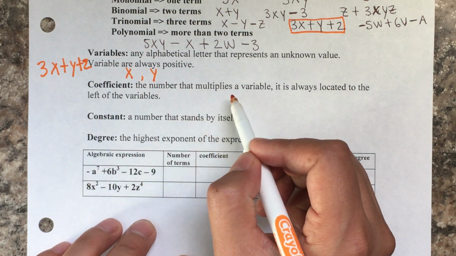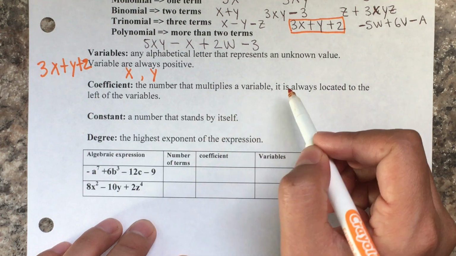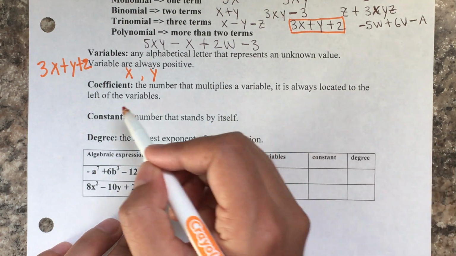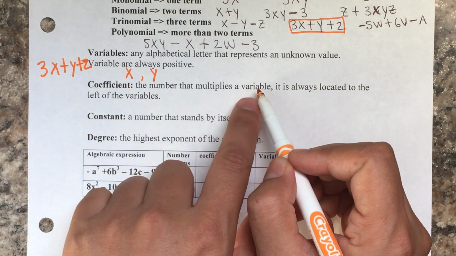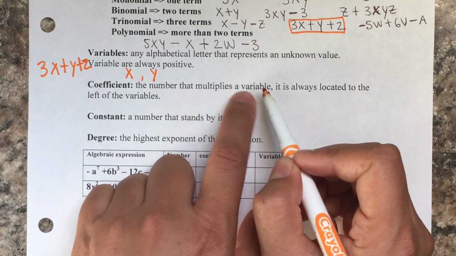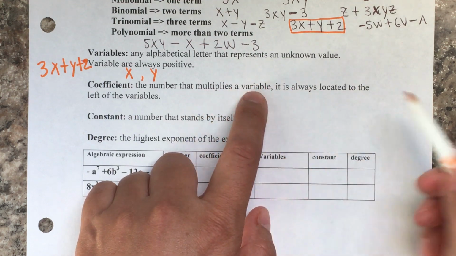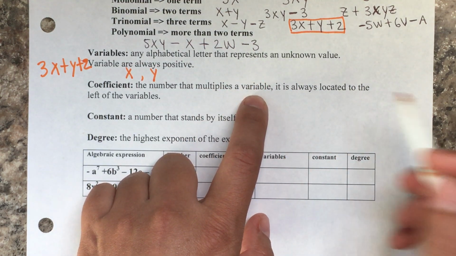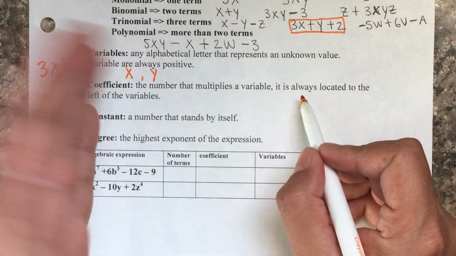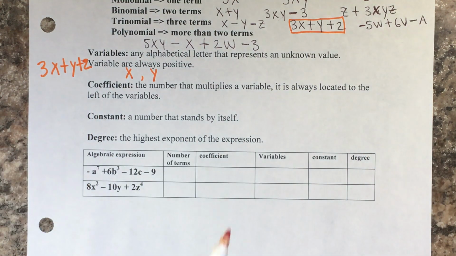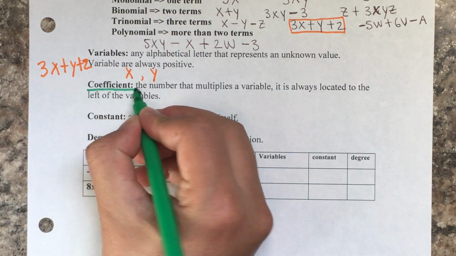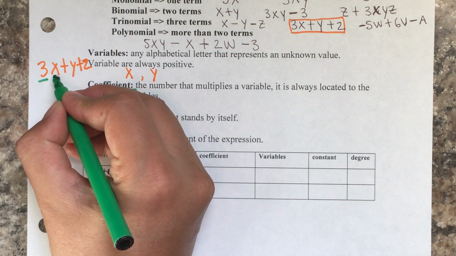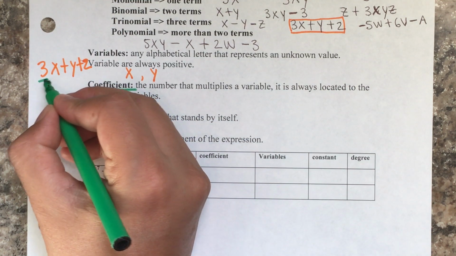The number that implies a variable, that multiplies a variable, it is always located to the left of the variables. So el coeficiente siempre está al lado de la variable porque se está multiplicando, okay? It's multiplying with the variable. And it's always on the left, siempre al lado izquierdo. So in here, let me show you the numbers with green. So for the coefficient, the number to the left of x is 3.